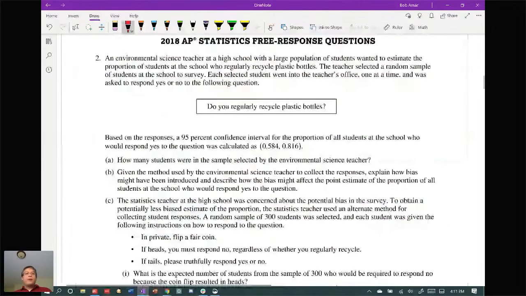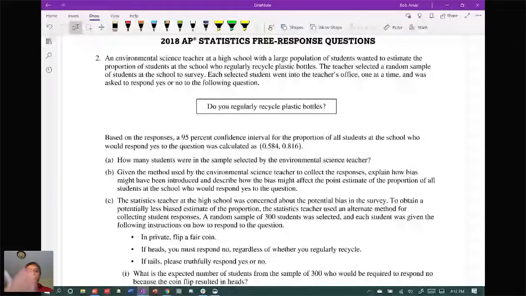Here's question 2. An environmental science teacher at a high school with a large population of students wanted to estimate the proportion of students at the school who regularly recycle plastic bottles. You can read the rest of it. The important part here is the teacher selected a random sample of the students at the school to survey. Each selected student went into the teacher's office one at a time and was asked to respond yes or no to this question. So lots of fun stuff going on here.